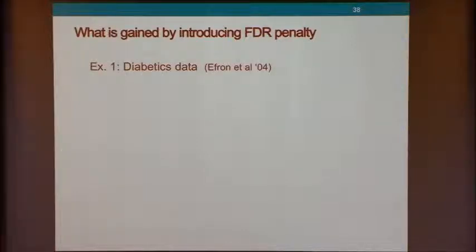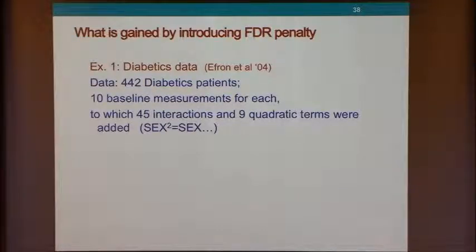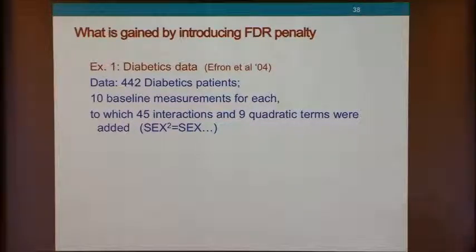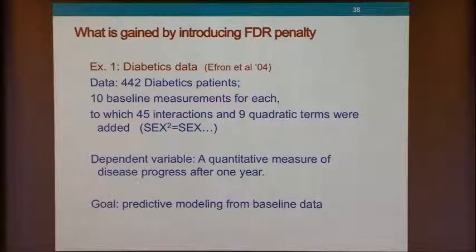I'll give two examples. The first one is diabetes data analyzed by Efron and others when they wanted to show the success of the LARS algorithm. You have 442 diabetes patients. You have 10 baseline measurements for each. And then you take all interactions except sex. Sex squared is simply sex. So you have altogether 45 potential explanatory variables in this case. And the dependent variable is a quantitative measure of disease progress over 1 year. And all you're interested in is predictive modeling from the baseline. What will be the situation in a year's time?